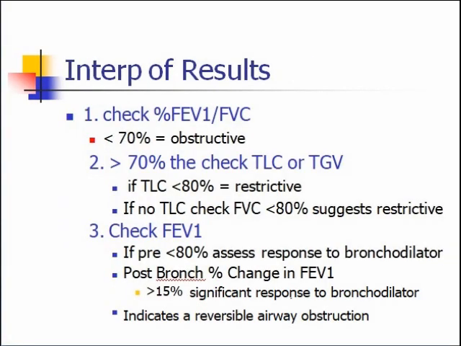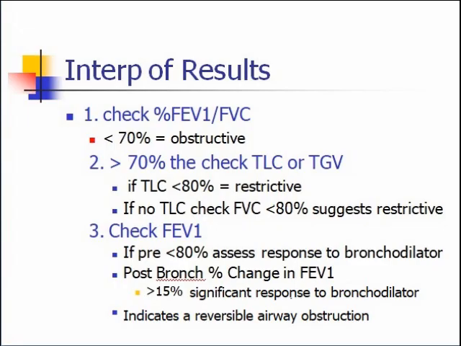When you look at a pulmonary function report, one of the first things you should do is look at the percent FEV1 to FVC. Now, this is extremely important because if it is less than 70%, then you can call this test, this spirometry, an obstructive disorder.